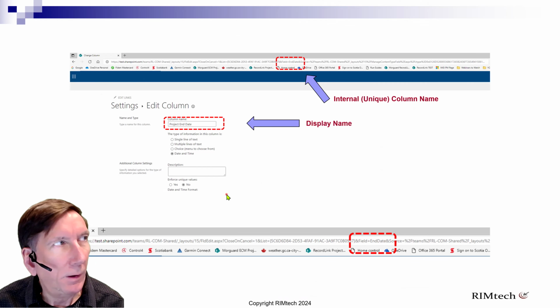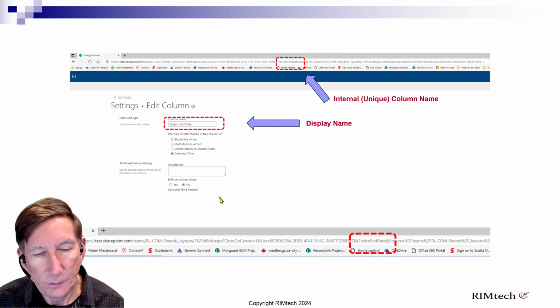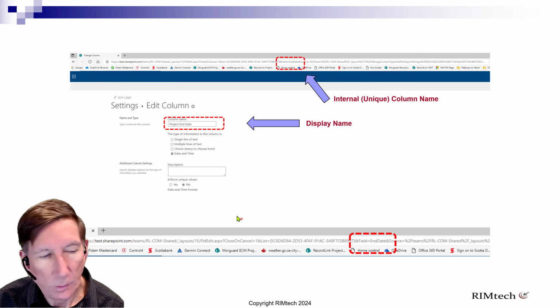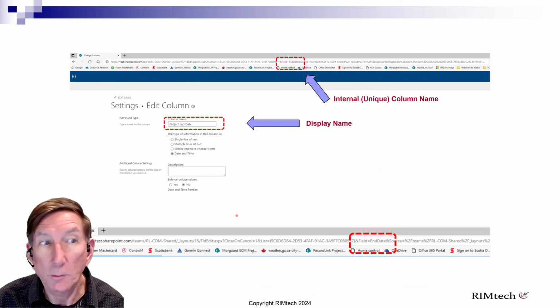Now, why does that matter? Well, it doesn't matter right now, but it could matter downstream when you get deeper into columns and when you want to do workflows, queries, and other things. The internal field name becomes very important.